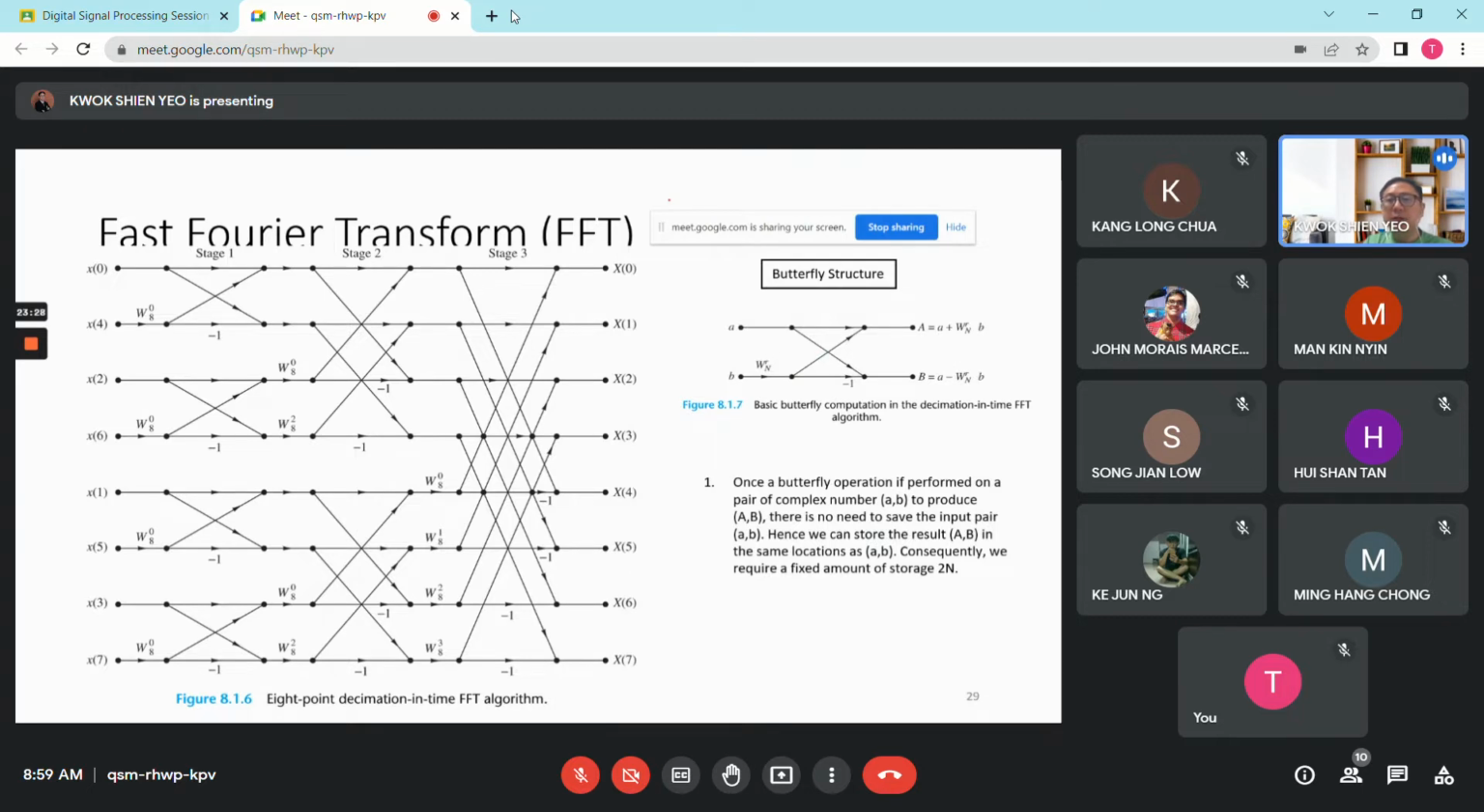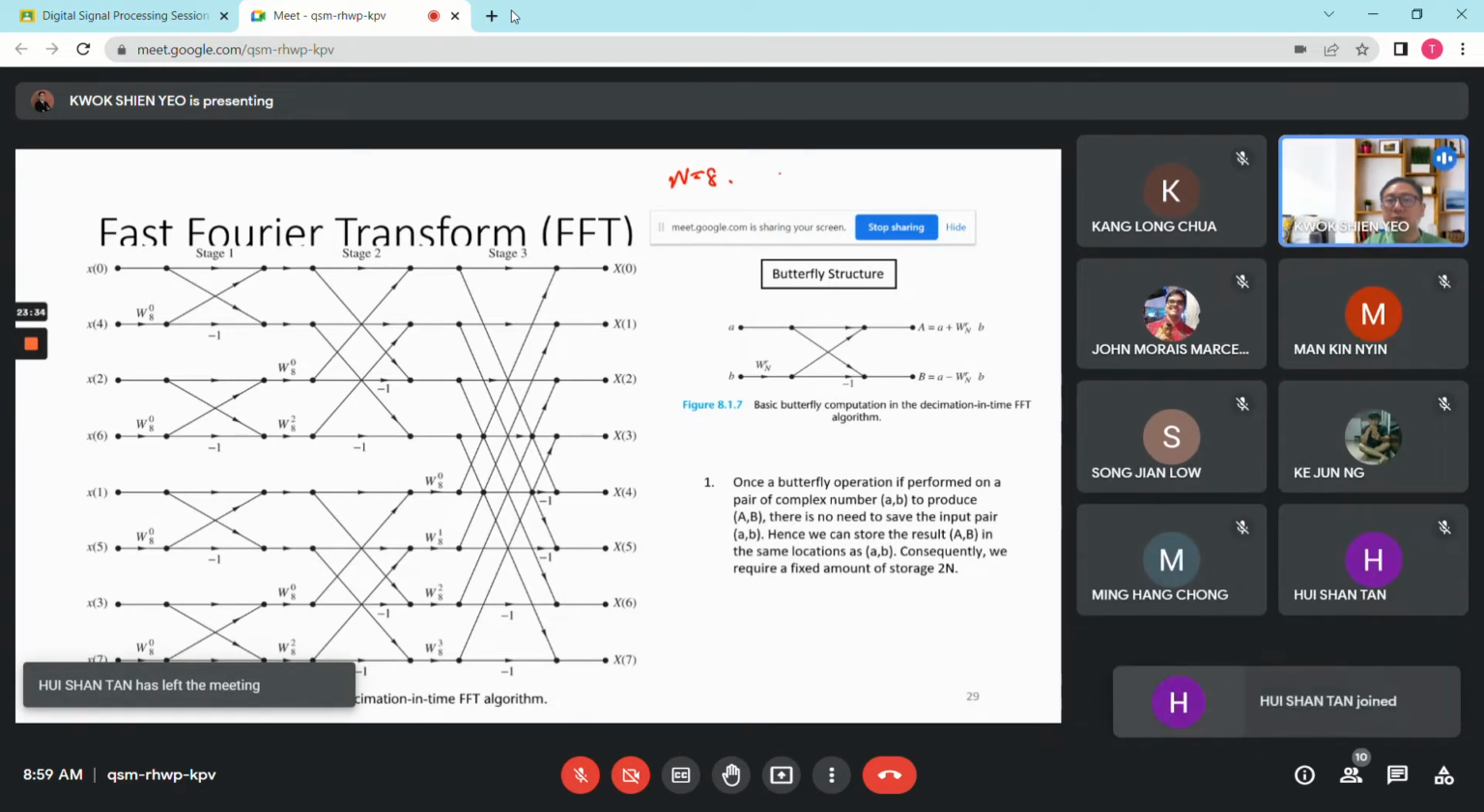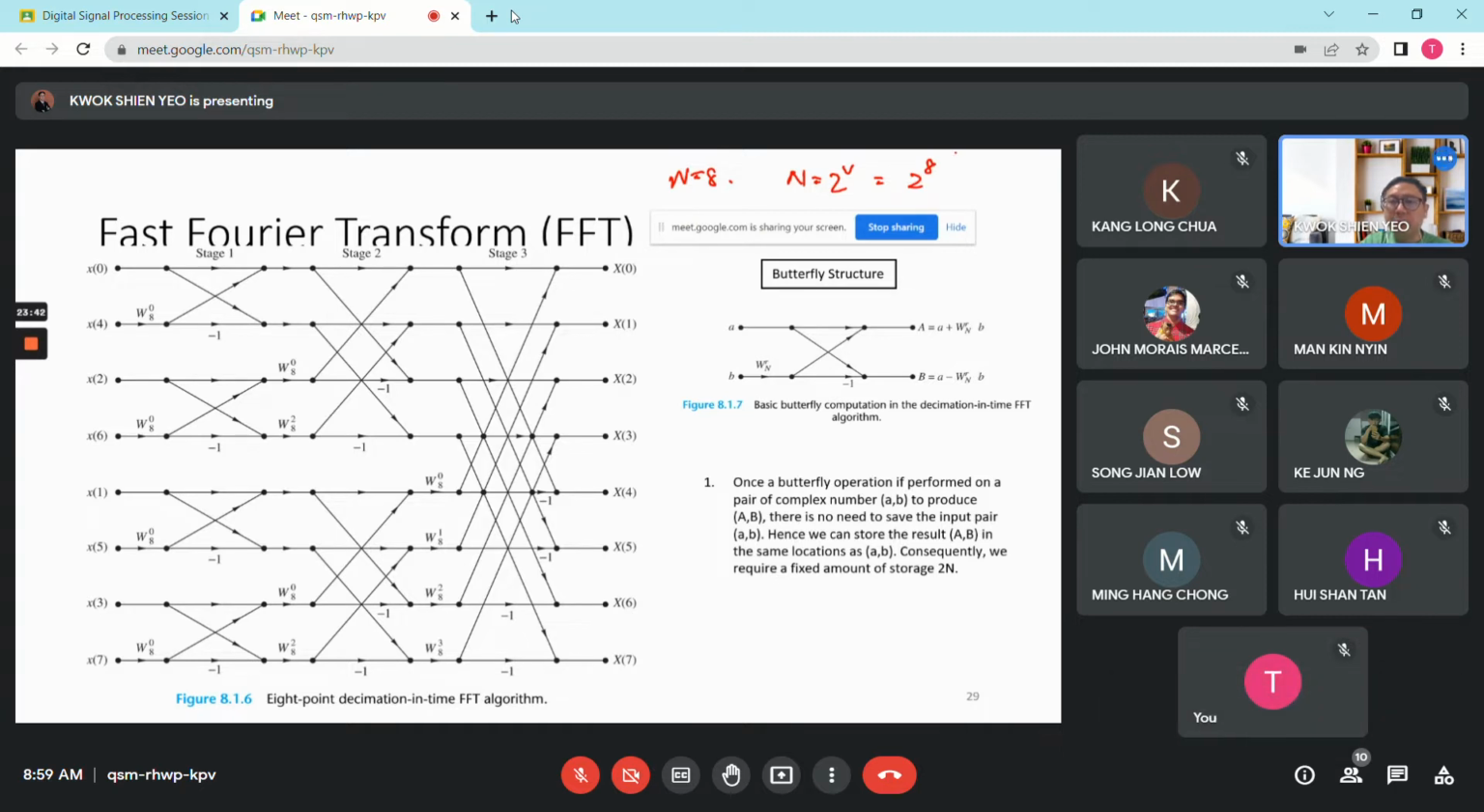And then let's say N equals to 8 now. If N equals to 8, you can break it down into 3 stages, because if N can be written as 2 to the power of v, meaning that it can be written as 2 to the power of 3.